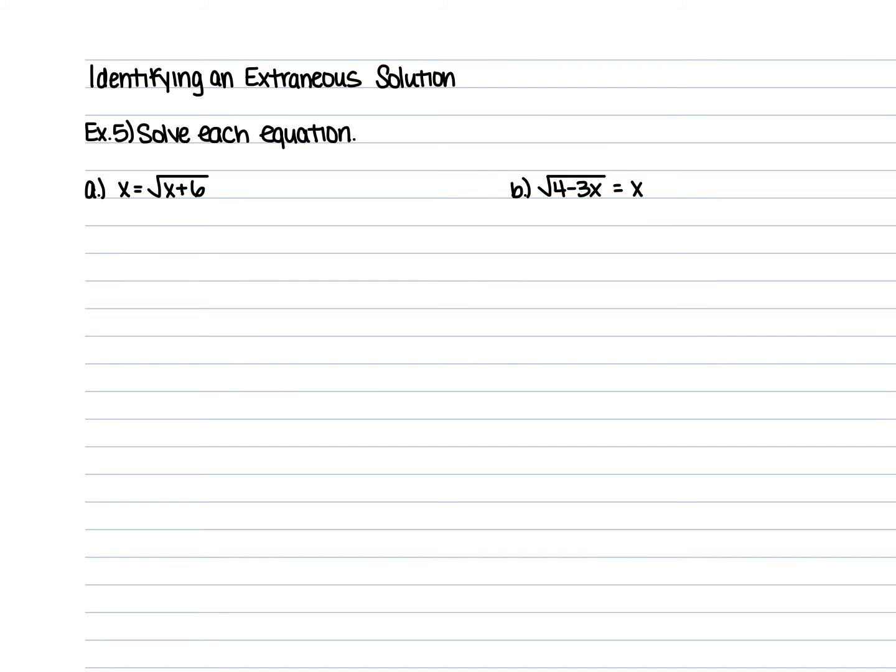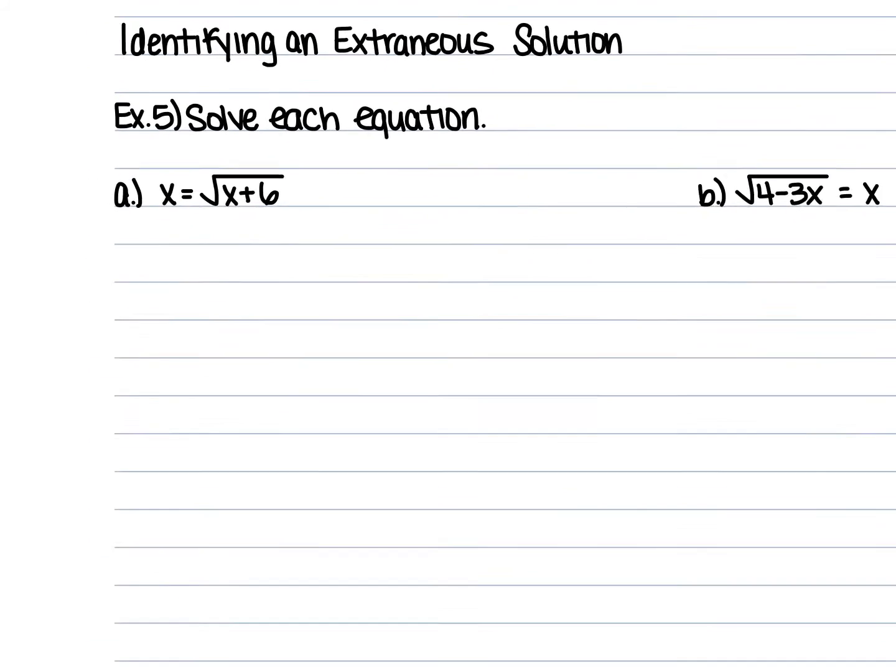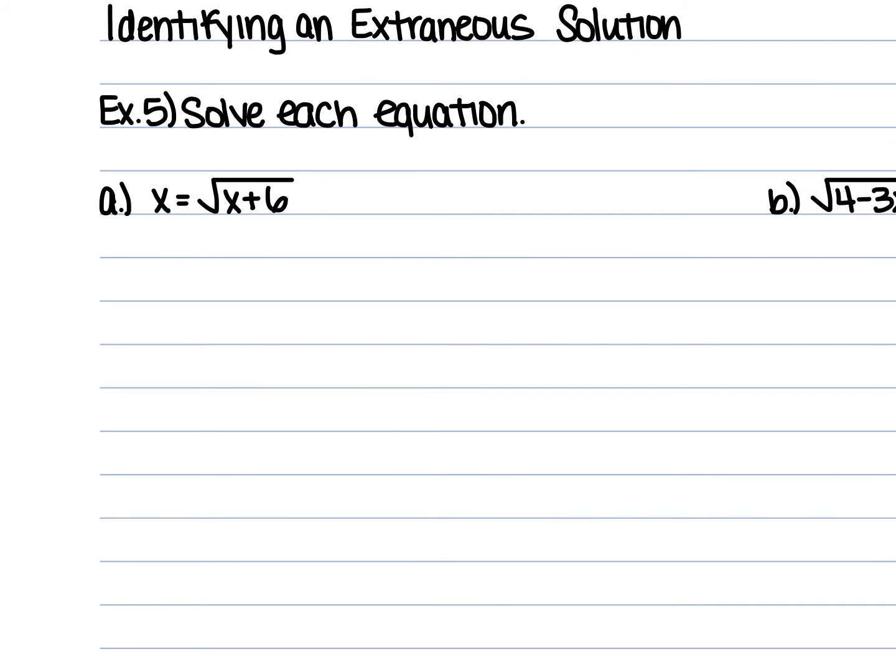So if we look at example 5a, we are given x is equal to the square root of x plus 6. You have the square root. The index on there is 2. So we're going to raise each side to the second power. X to the second power is x squared. The square root of x plus 6 to the second power is just x plus 6.